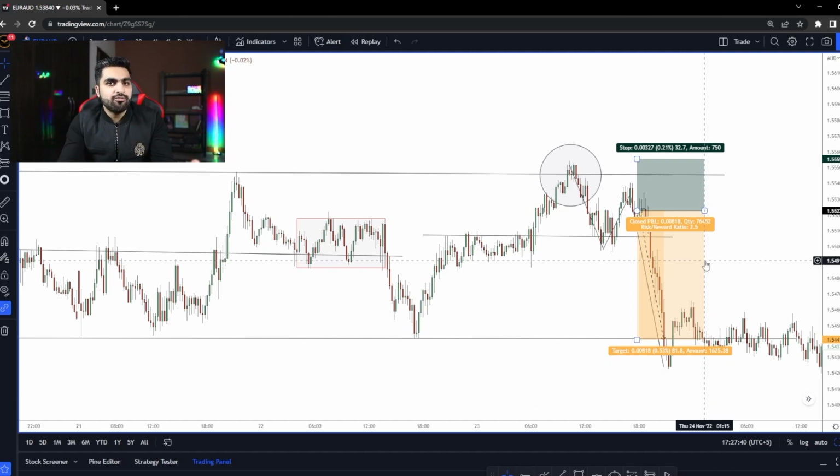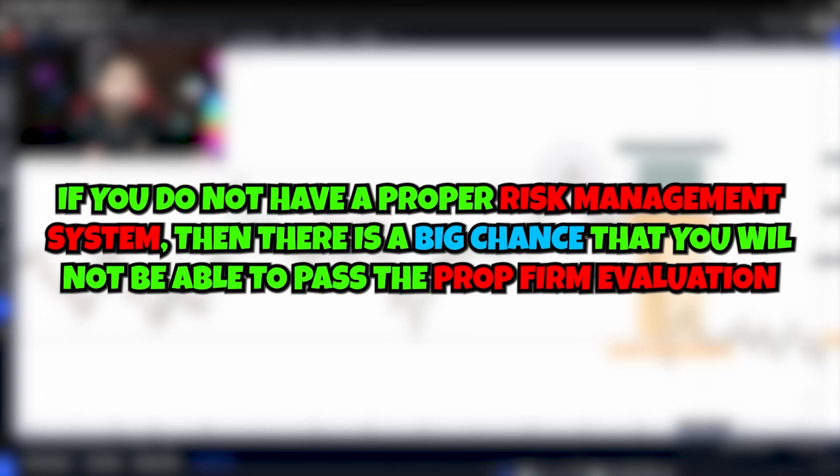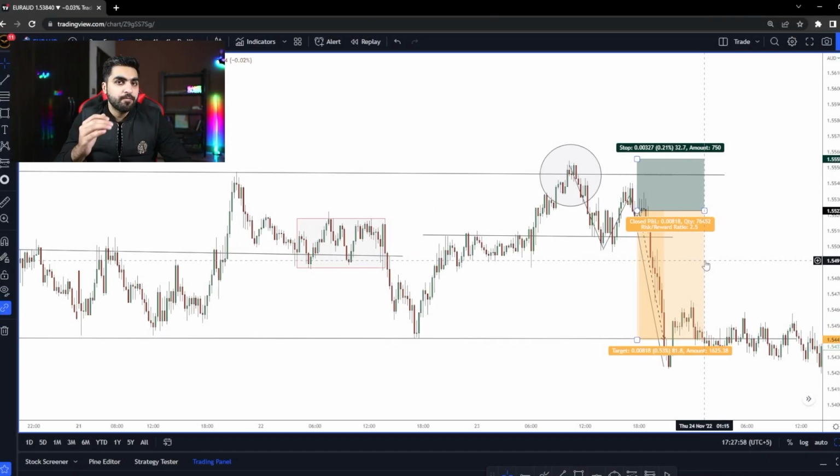Now it's a trading strategy. You can master any trading strategy you want. The main problem comes in risk management. If you do not have a proper risk management system, then there is a big chance that you will not be able to pass the prop firm evaluation. So let me show you my risk management system, and it's very simple. I have been using it over the last 3 years to pass these prop firm evaluations.